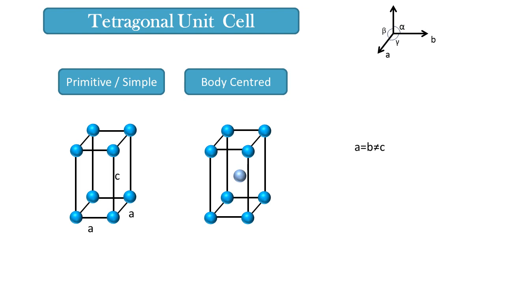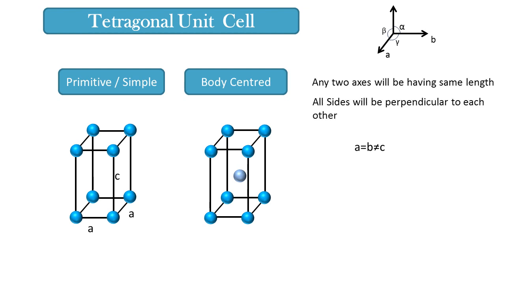And all are perpendicular. So we can say in this system any two axes of the cell are equal and the third axis will have a different length, and all axes are perpendicular because the angle between them is 90 degrees. So in mathematical terms, A equals B is not equal to C, and alpha equals beta equals gamma equals 90 degrees.